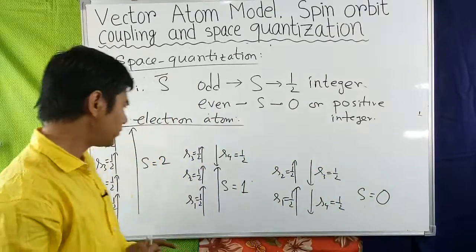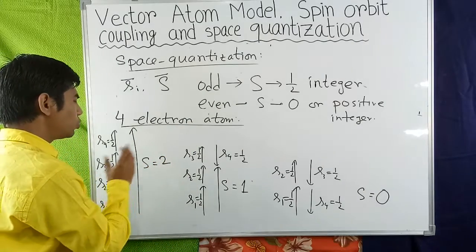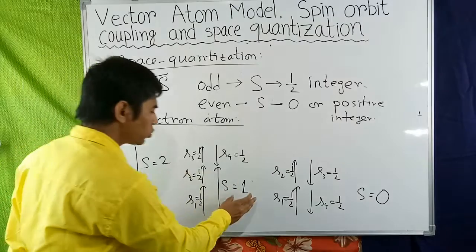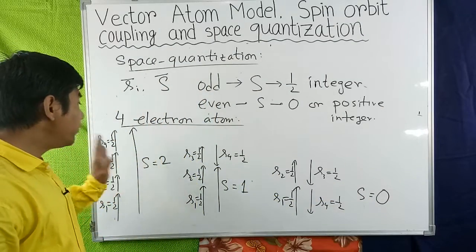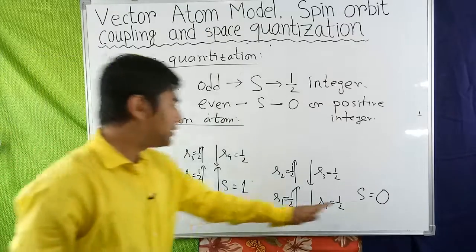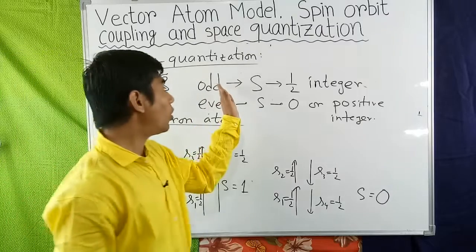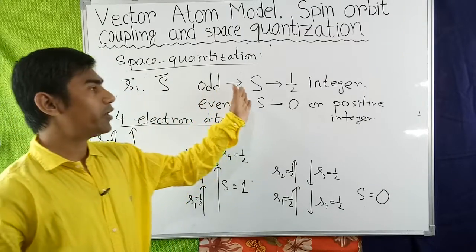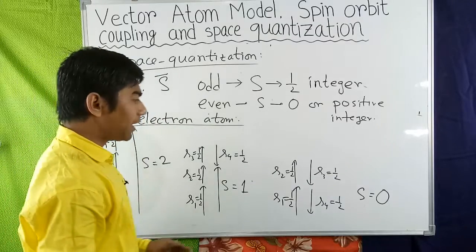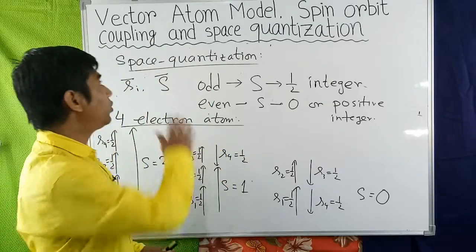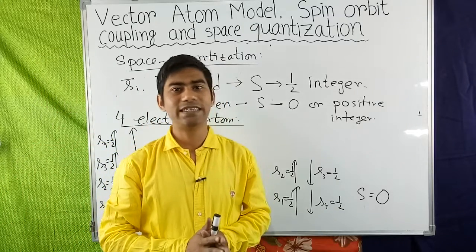So for a 4 electron atom, one value is S equals to 2, S equals to 1 and S equals to 0. Thus for an even number of electrons, S is 0 or positive integer. And in case of odd number of electrons, S is half integer. Thus we discussed the vector atom model, spin orbit coupling and space quantization.